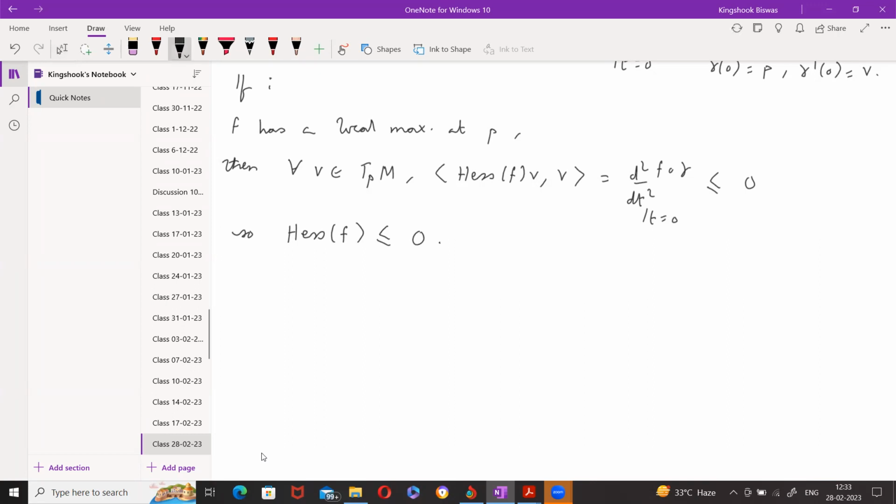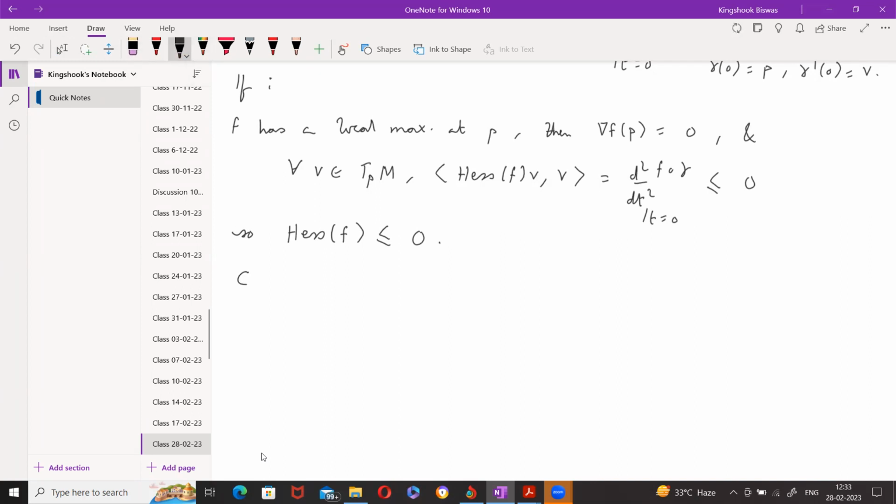Is this clear? And also, of course, you can say that the gradient vector field at p has to be 0 because the derivative df at p is 0, right? Is that clear? Yes, it's clear.